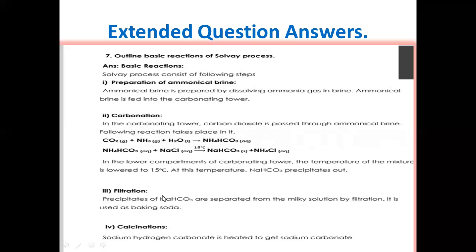In the lower compartments of the carbonating tower, the temperature of the mixture is lowered to 15 degrees centigrade, and at this low temperature the sodium hydrogen carbonate precipitates out or solidifies out. Then filtration: precipitates of sodium hydrogen carbonate are separated from the milky solution by filtration. It is used as baking soda.